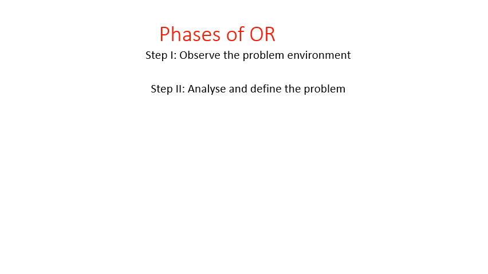Next step is to analyze and define the problem. Again, there will be a decision maker, the person who is in actual control of the operations under study. There will be objectives, the set of goals which are to be achieved, and constraints and restrictions, the limitations or the restrictions on the fulfillment of the objectives. These all will come under these two steps, the first step and the second step. First is observing the problem environment, then analyzing and defining the problem.